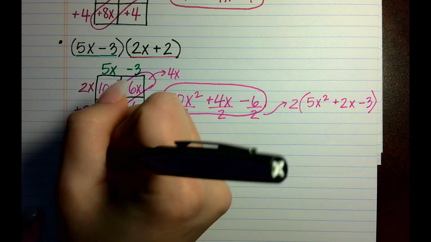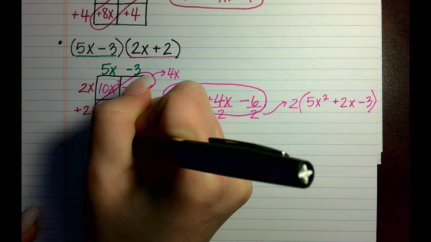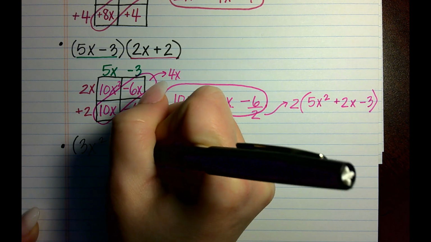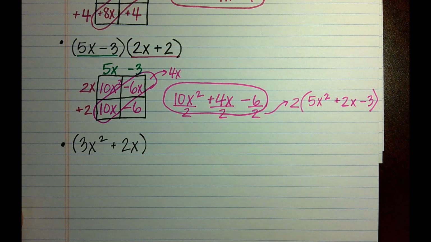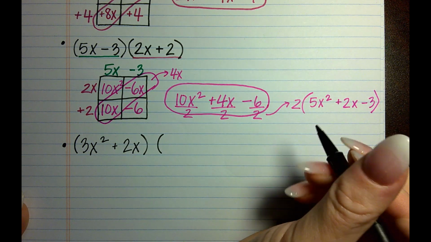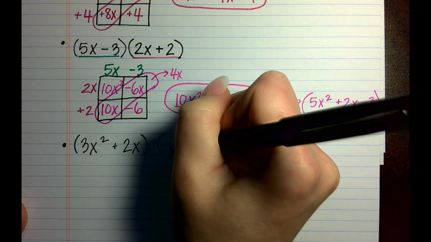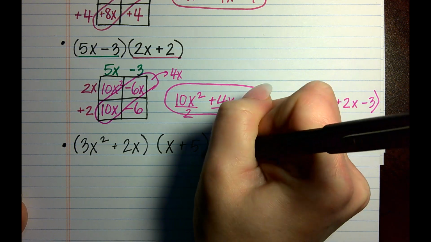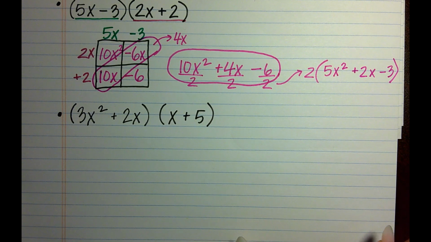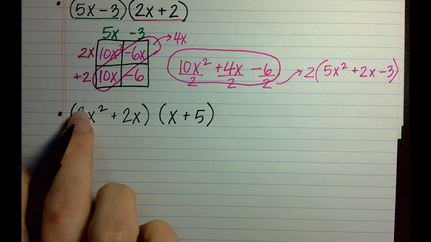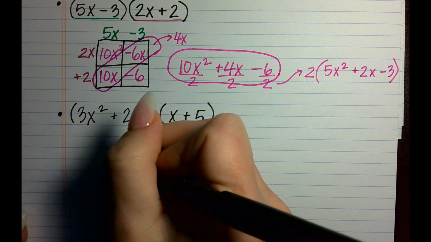Let's see. I'll give you a tricky one. It's a super challenge, although it might not be a challenge for you guys, I bet you can do it. So I have 3x squared plus 2x. That's my first term right here, or my first binomial. The second one is x plus 5.